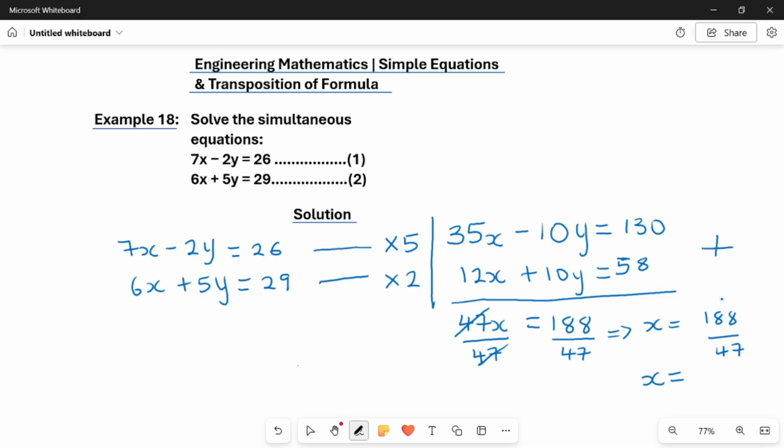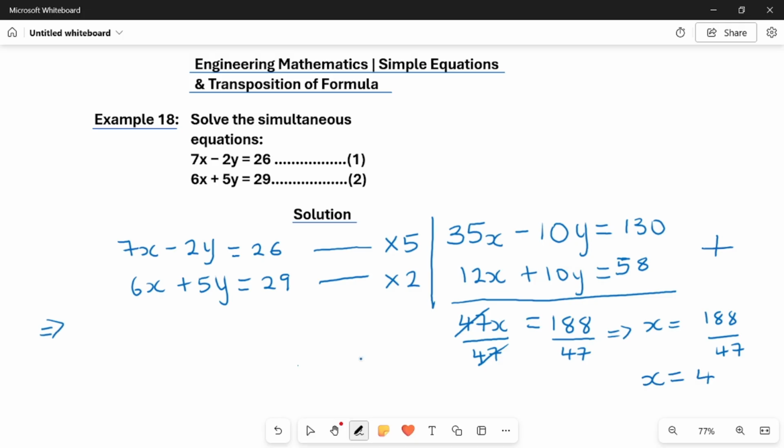X will be equal to what? 4, right? So now we'll put the value of x into any of these equations. So now x is 4, right? You can either choose to put it into equation 1 or equation 2. So let's put it into equation 1 and get our value for what? Y. So anywhere we see x, we'll put what?